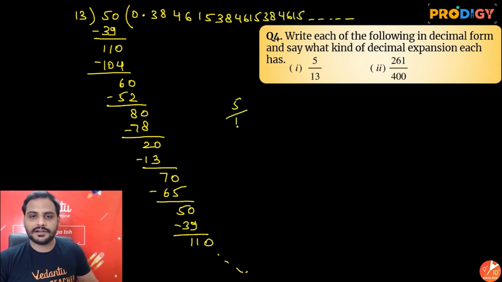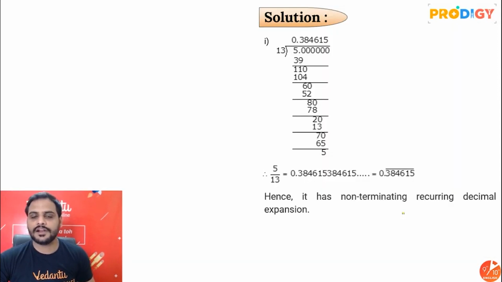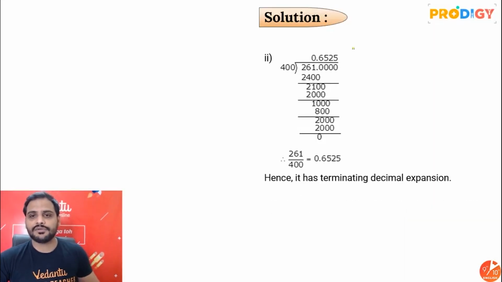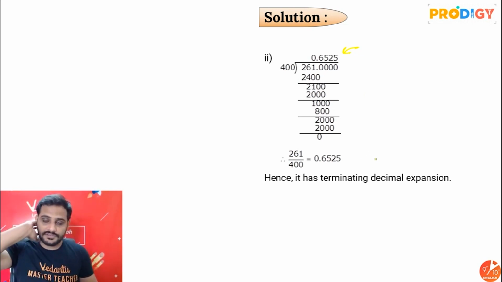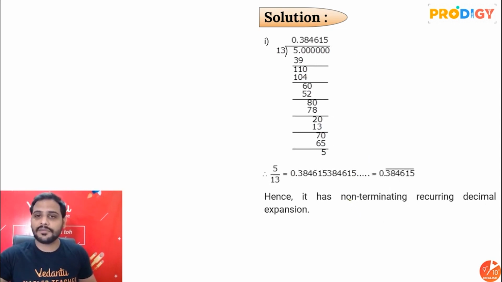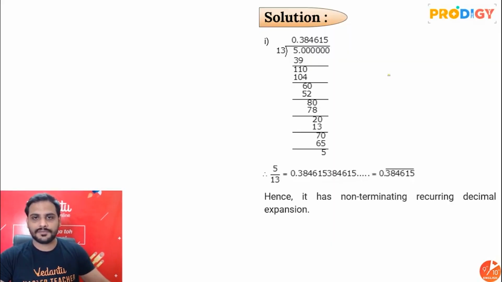So 5/13 I can write as 0.384615 bar. 384615 bar. Okay beta, 384615 bar. Similarly 261/400, when you divide, this time you will get a terminating decimal. Try to solve this. 261 divided by 400, try to solve. You will get 0.6525, which is a terminating decimal, and you can clearly see terminating decimals as well as non-terminating but recurring decimals are both examples of rational numbers, and these two are also rational numbers, right?